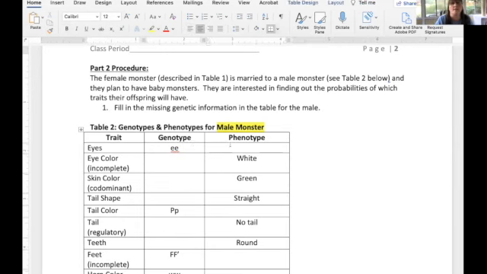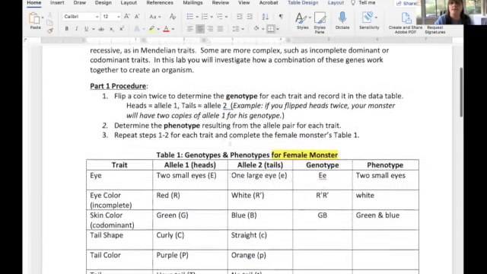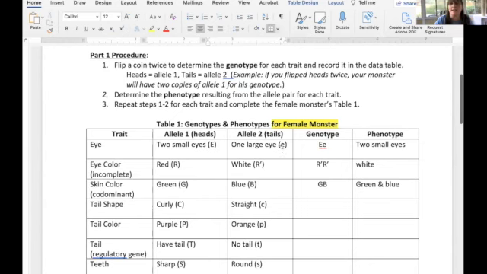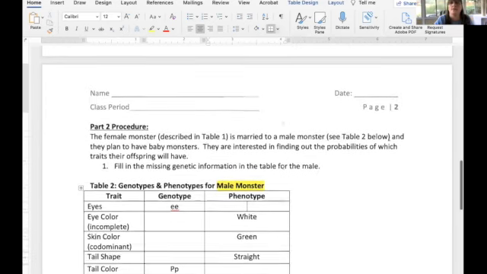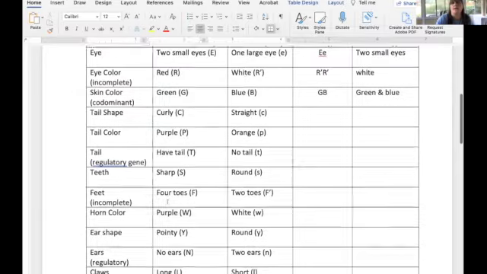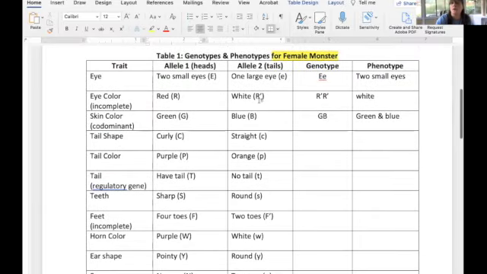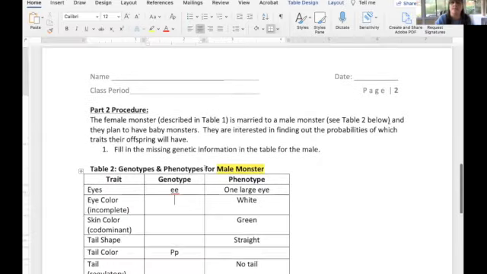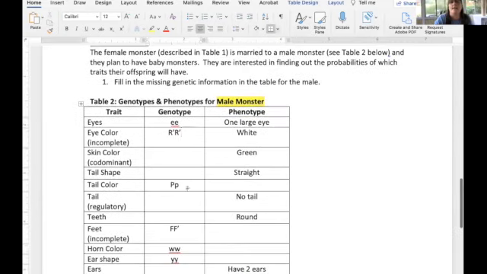Now you have to say, what is the phenotype? Well, let's look back at these traits. If it's 2 little e's, it would be 1 large I. So his phenotype is 1 large I. Eye color, incomplete, white. His phenotype is white. So you look back here. In order to be white, it has to be this, which would be R apostrophe R apostrophe. And then you see, you basically do this.